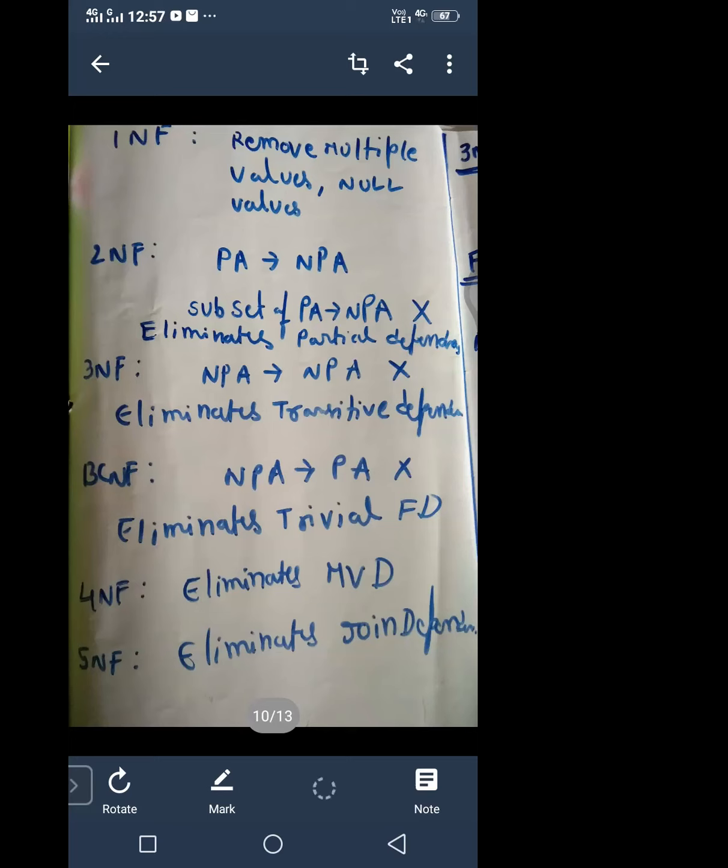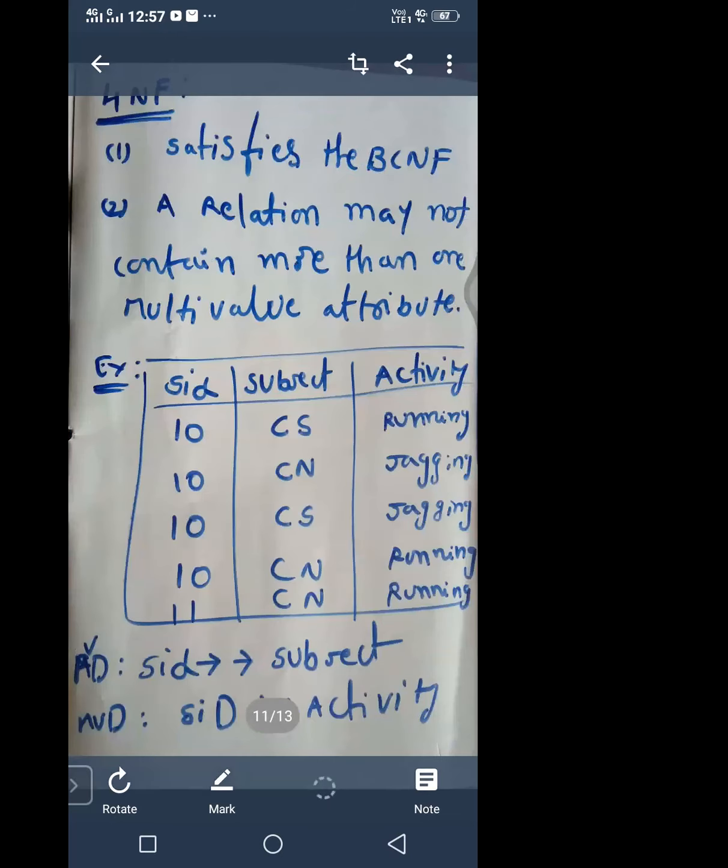In the last class also we discussed that. It eliminates the multi-value dependency. That means one attribute is associated with more than one attribute in many rows. In the last class we already saw that, so now we discuss the fourth normal form. What is a fourth normal form? It must satisfy BCNF.